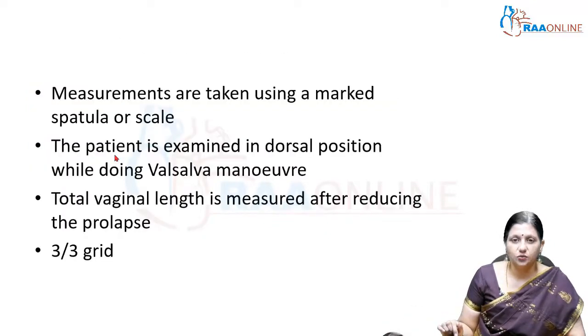Measurements are taken using a marked spatula, which has been marked with centimeters, or we can even use a sterile scale, and the patient is examined in the dorsal position while doing the Valsalva maneuver. Total vaginal length is measured after reducing the prolapse, and the values are marked on a 3x3 grid.